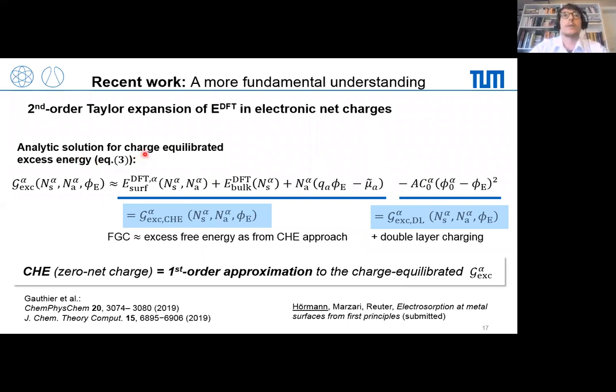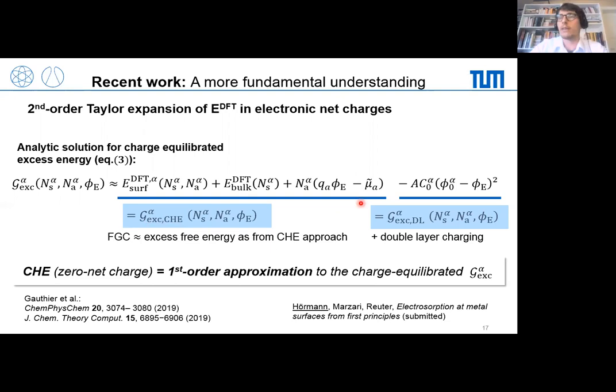So the charge equilibrated excess energy, meaning the interface energy at applied potential. And what you see is that there's a first term, and this first term corresponds to the linear term in the applied potential. It turns out that this first term is exactly identical to the energy as it is described within the computational hydrogen electrode approach.